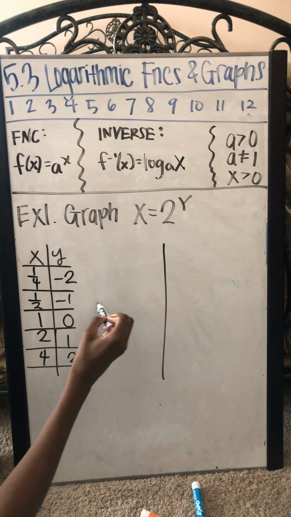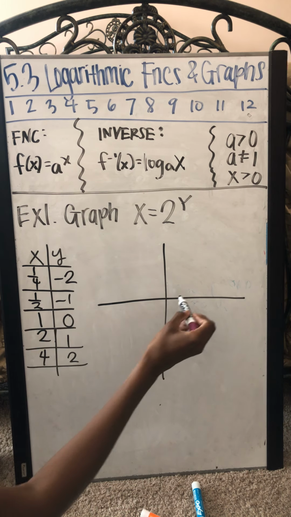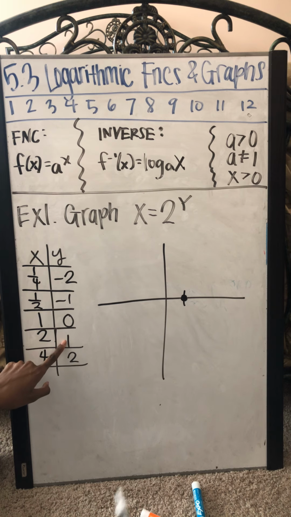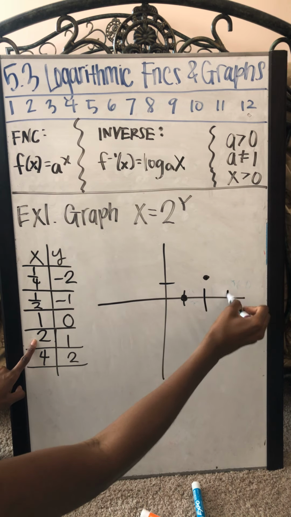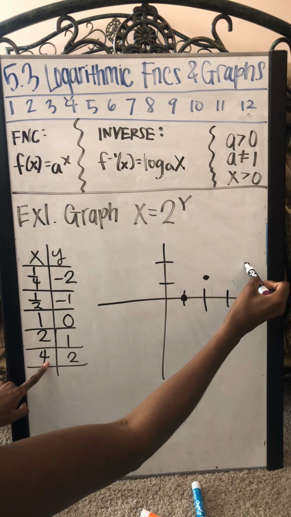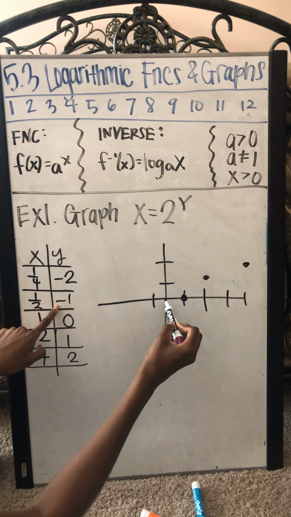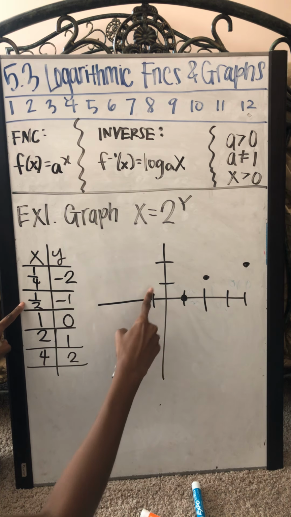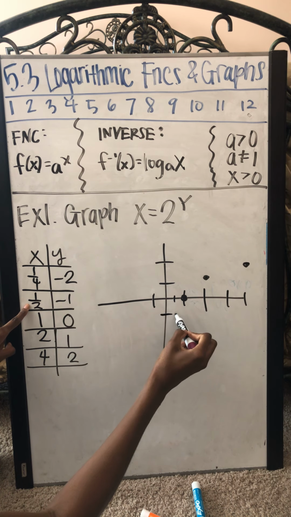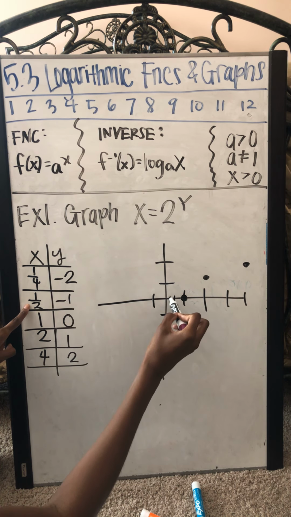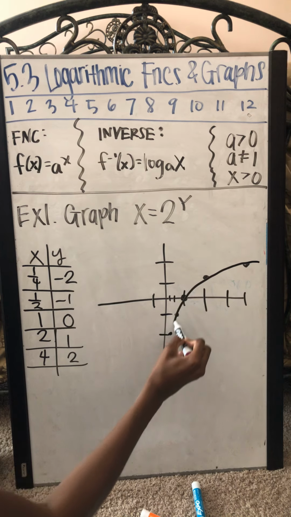Now if we were to graph this, we can start at 1, 0. So that's 1, 0, which is here. Then we can do 2, 1, which is here. And then 4, 2, which is here. Then we can do 1/2, which would be like here, -1. And then 1/4, which is like here, and that'd be -2. Okay, so our graph looks something like this.